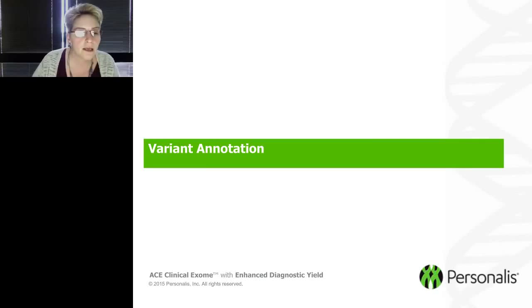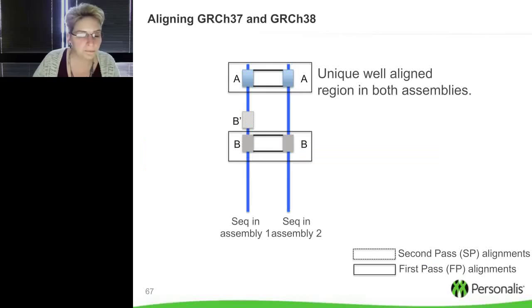So lastly, I'm going to talk a little bit about variant annotation. One of the things that we have been looking at is understanding if we can use GRCh38 to inform our analysis of GRCh37. In order to do this, we just align the two assemblies together using the NCBI approach. I want to introduce you to the concept of two different kinds of alignments when we do these assembly-assembly alignments. One of which is what we call a first pass alignment.